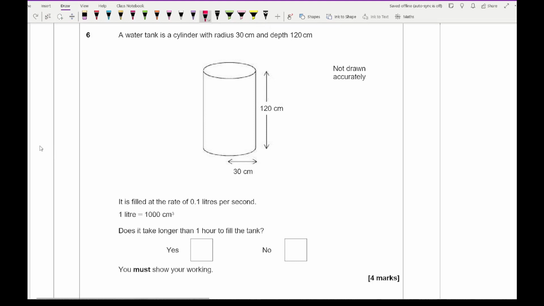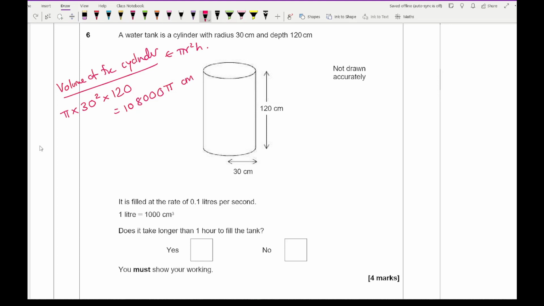So first things first, what we need to do is work out the volume of the cylinder. Now we do that by using the formula of pi r squared h in this case. So it's going to be equal to pi times 30 squared times 120. Now we're working in centimetre cubes, so if I type that in, 30 squared times 120 multiplied by pi, that gives me an answer of 108,000 pi. Now I'll leave it in terms of pi, but that's in centimetre cubed.